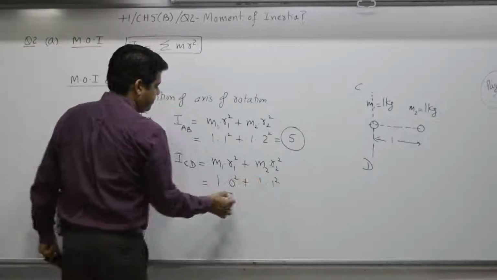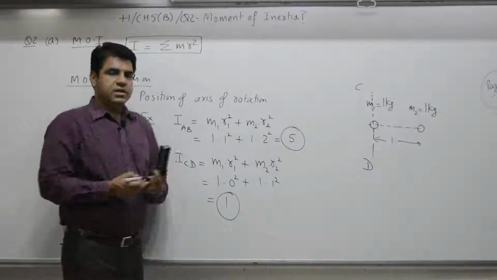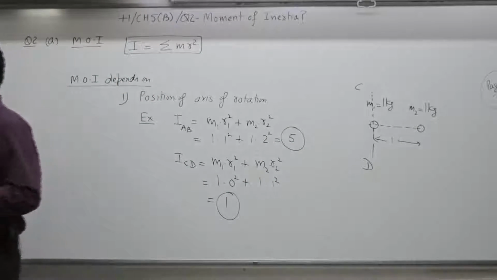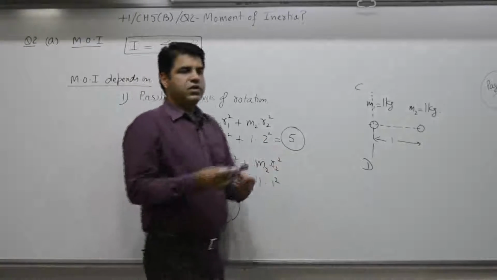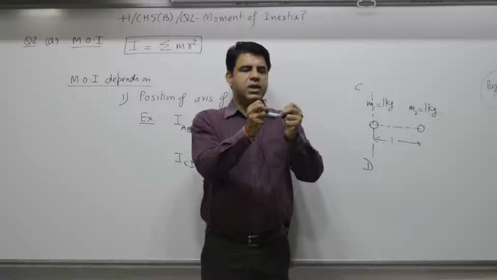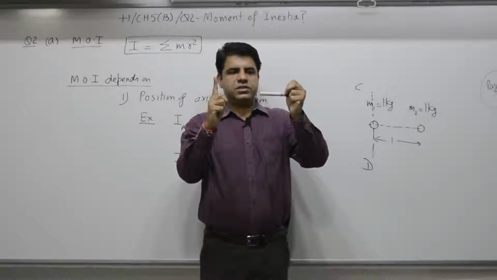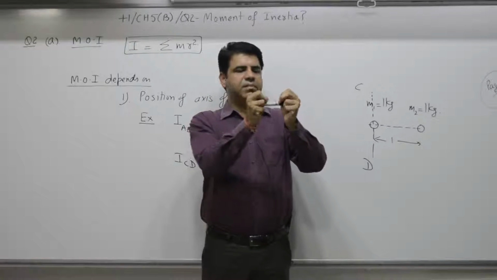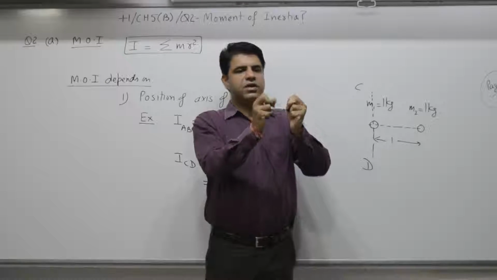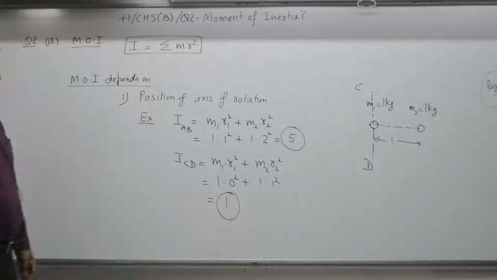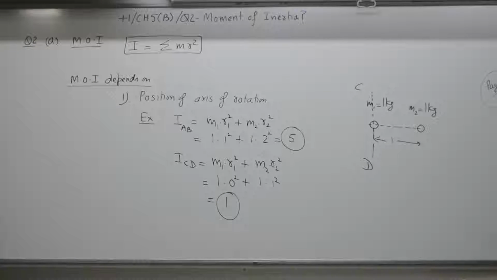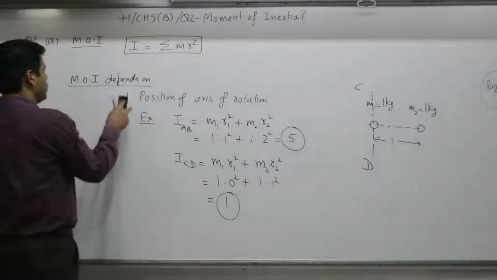First case it is 5, second case it is 1. Why is it different? You have changed the axis of rotation. The first case was a dumbbell with axis of rotation about this. The second case, again a dumbbell, with axis of rotation passing through one of the masses. So in one case it comes out to 5, in the other case it comes out to be 1. So point number 1, it depends on the position of axis of rotation.